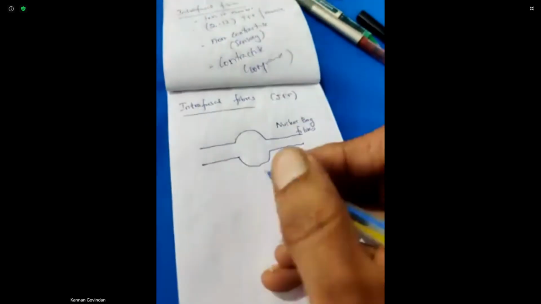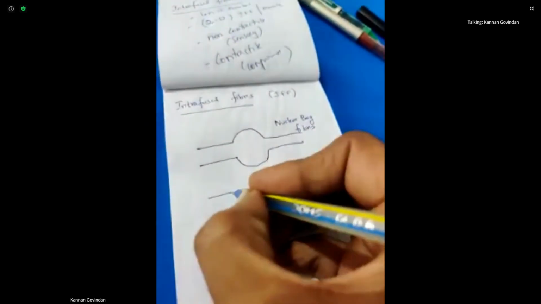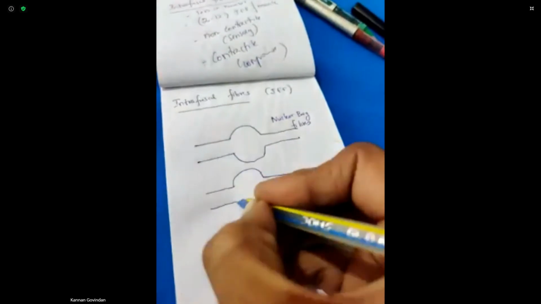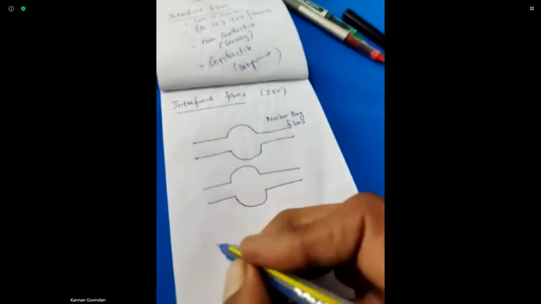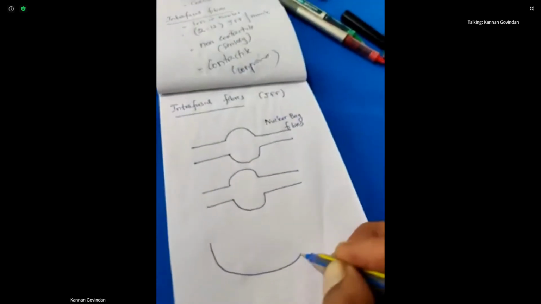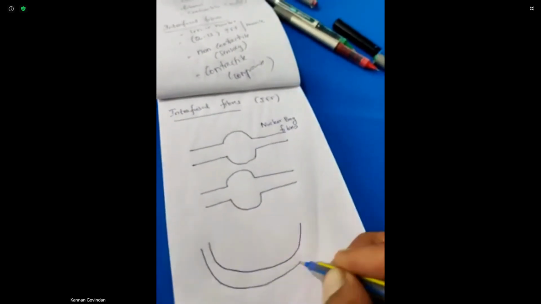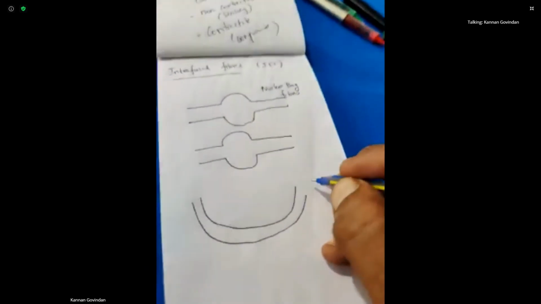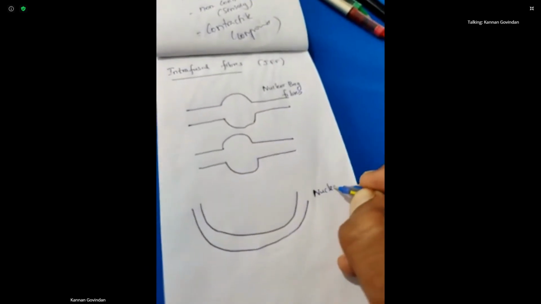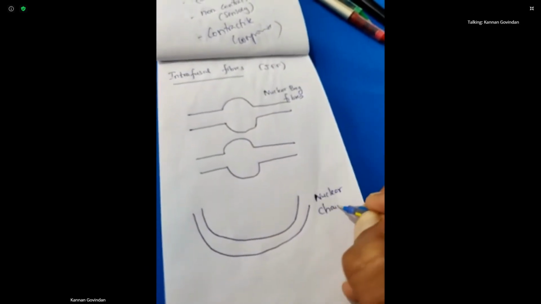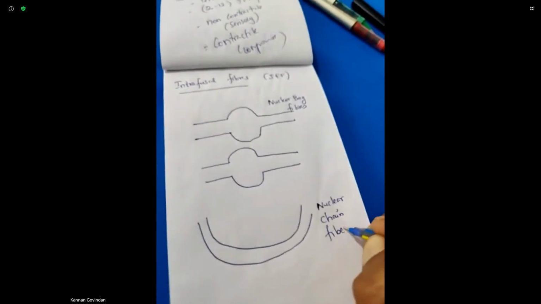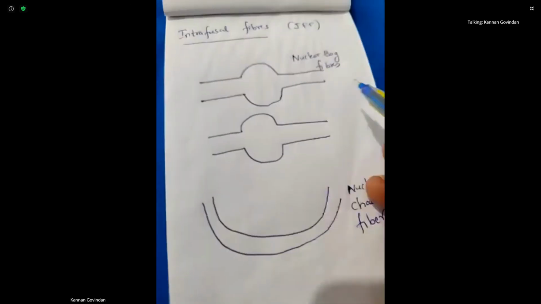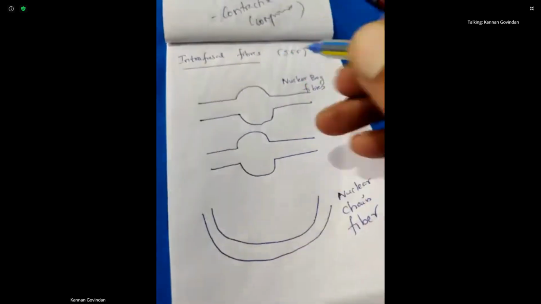Then we have few nuclear bag fibers like this. Then we have nuclear chain fibers. These two are nuclear bag fibers. This is nuclear chain fiber. They are named based on their functional arrangement.